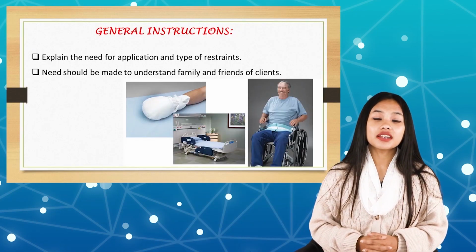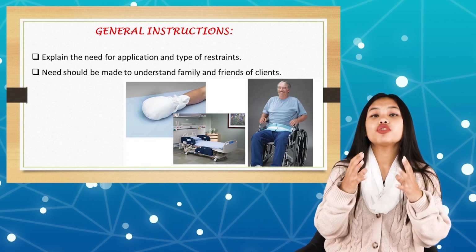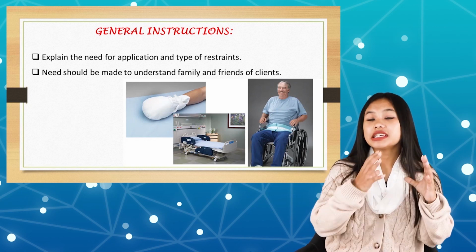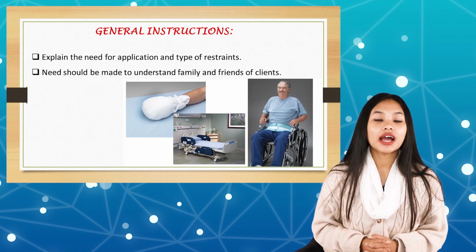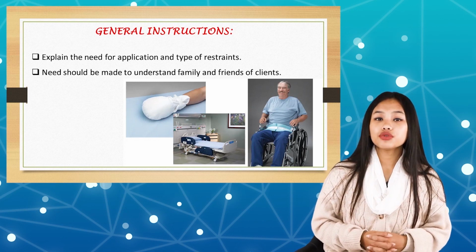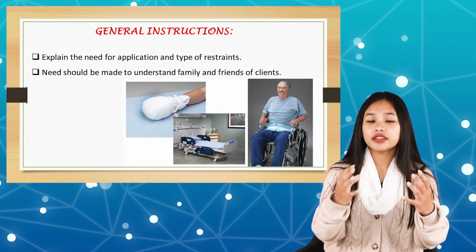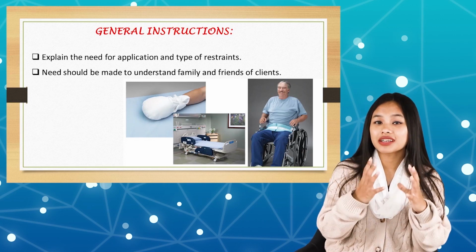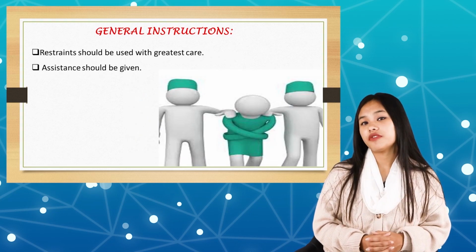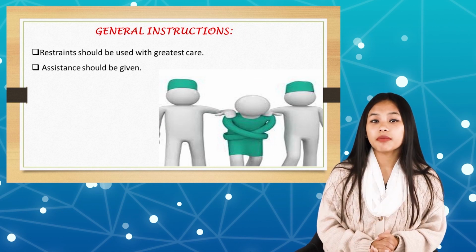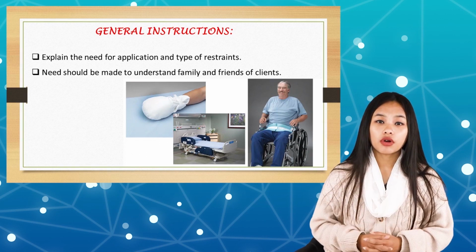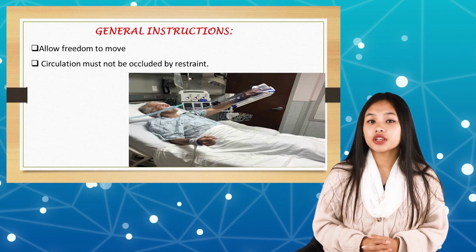Now moving on to the next, that is the general instruction. So here, before you provide any restraint to the client, what are the various things you should do? You should first explain the need, the application, as well as the type of restraint which you will be providing for the client. And why do we do this? Because the family members, the friends, or even the client need to know why we are doing it. However, whenever you are providing these restraints, you must keep in mind that they should be used with greater care. Assistance should be given when required, and we should also allow them the freedom to move.